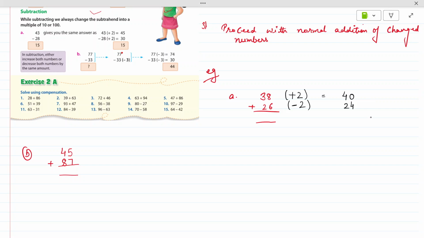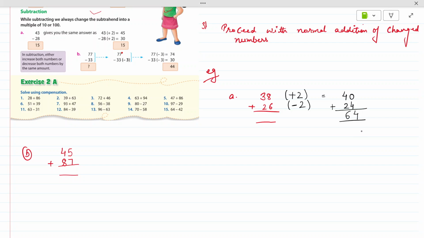Now the last step says that after we changed both the numbers, we will do normal addition. That is 0 plus 4 is 4 and 4 plus 2 is 6, 64. So this is how we do additions using compensation.